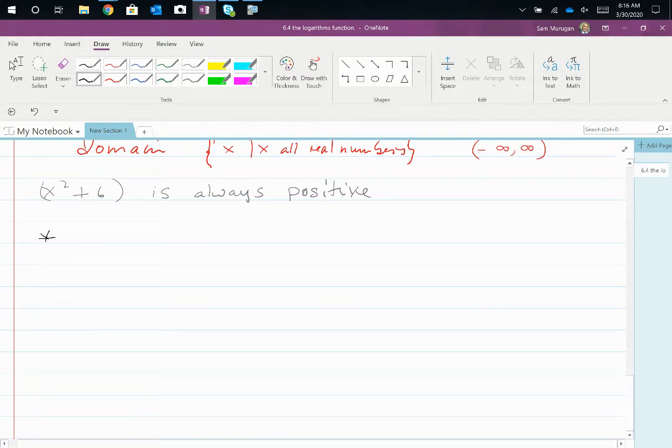One more example. f of x is equal to the natural log of a rational expression.